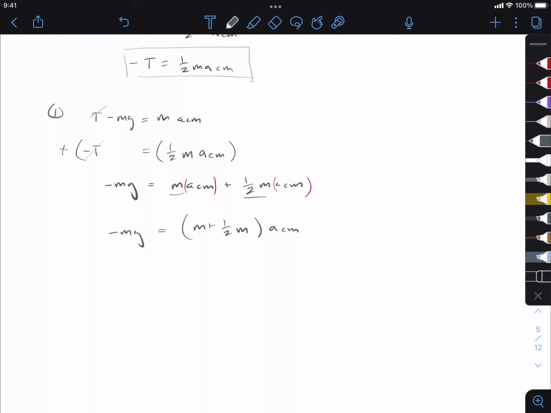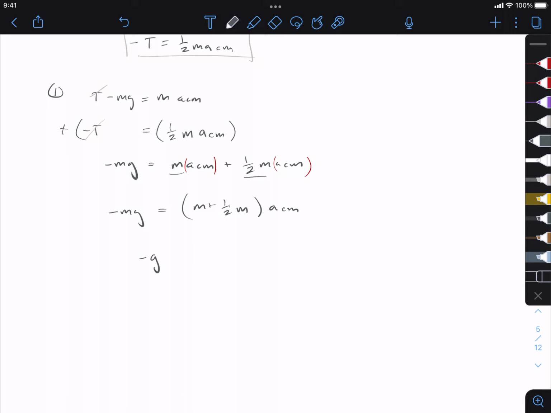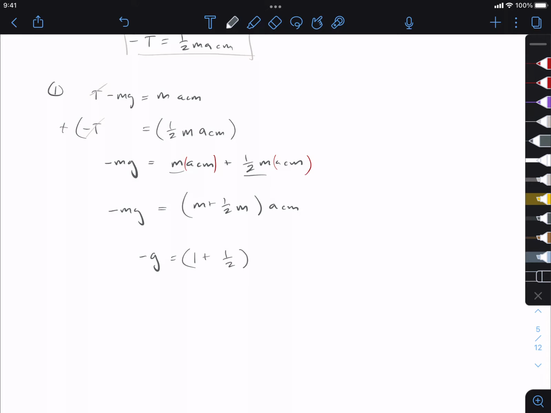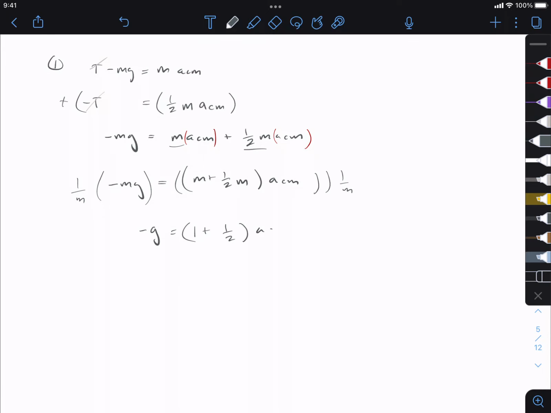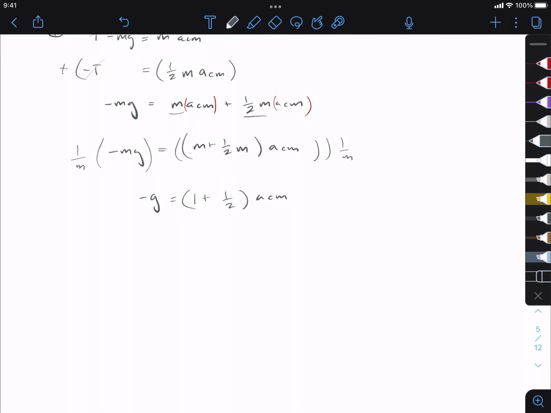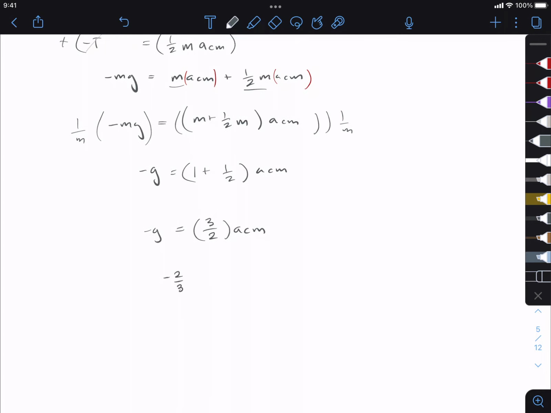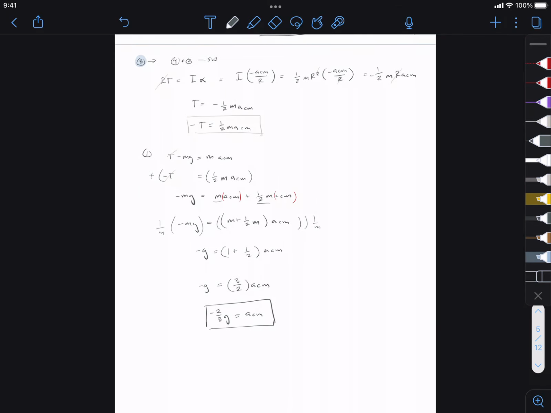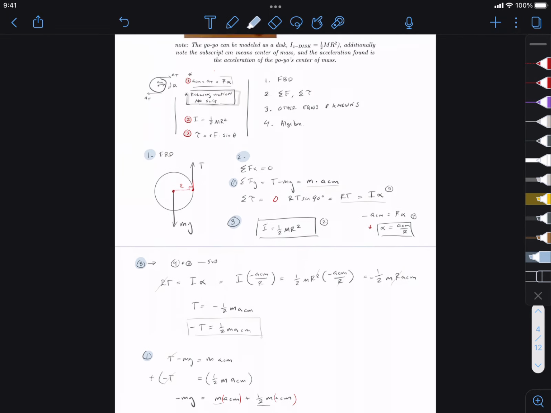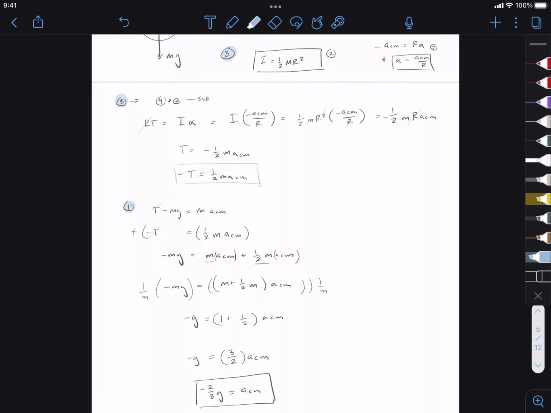Okay, so I'm going to divide everything by m, right? So I'm going to have negative g is equal to 1 plus 1/2, because I just basically multiplied everything times 1 over m on both sides. And that's equal to a_CM. So this is 1/2 plus 1 is equal to 3/2. So negative 2/3 g is equal to a_CM. Okay, and that's the acceleration of the center of mass for this yo-yo. So as this yo-yo is falling, the acceleration of its center of mass is equal to negative 2/3 g.